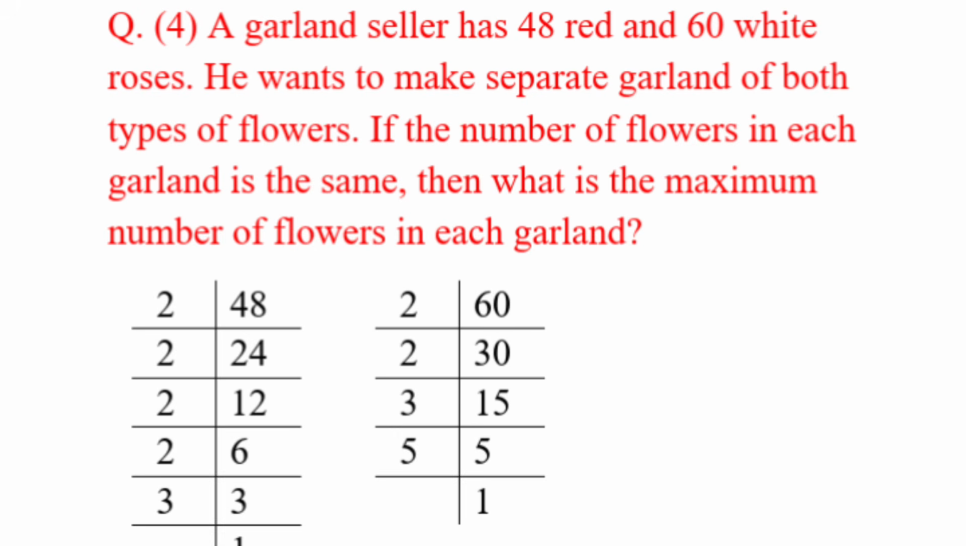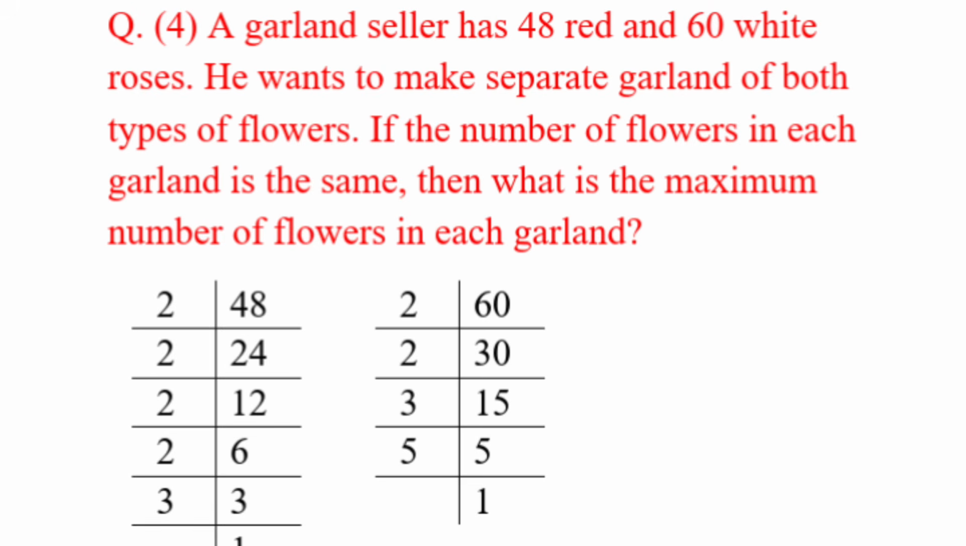Question number 4. A garland seller has 48 red and 60 white roses. He wants to make separate garlands of both types of flowers. If the number of flowers in each garland is the same, then what is the maximum number of flowers in each garland? Now here also the word maximum is used. So for the word maximum we will calculate the GCD of 48 and 60.